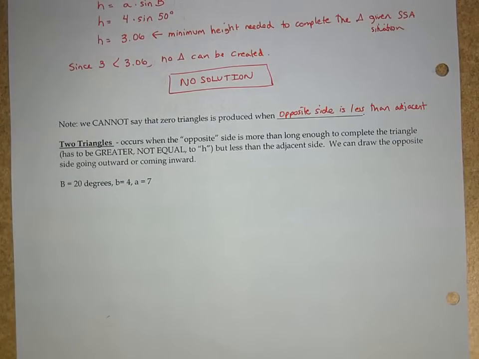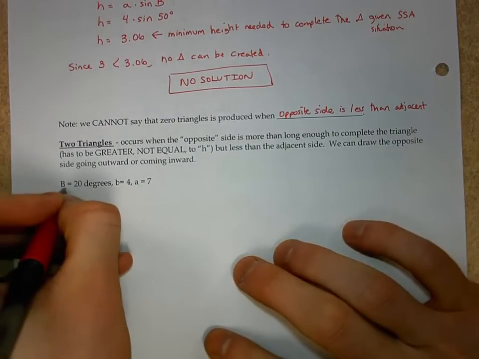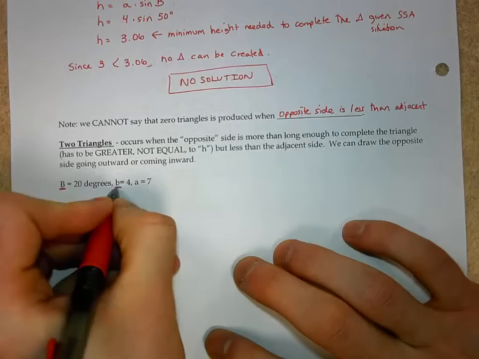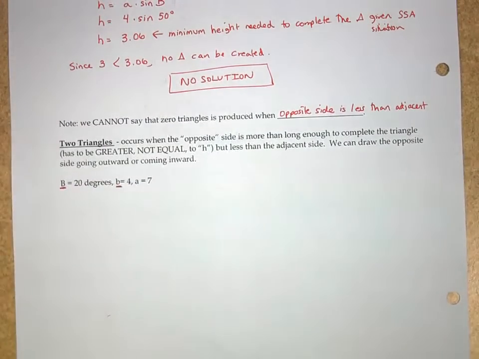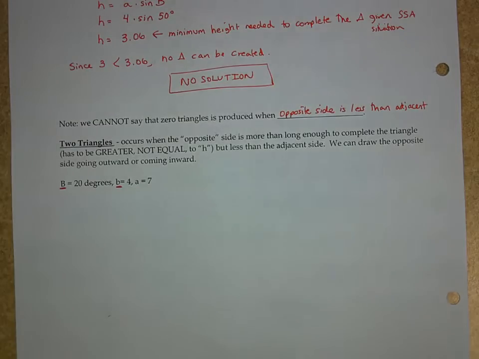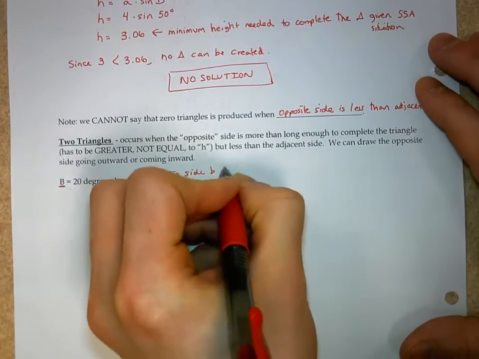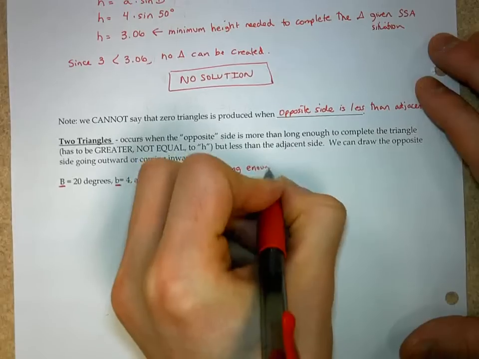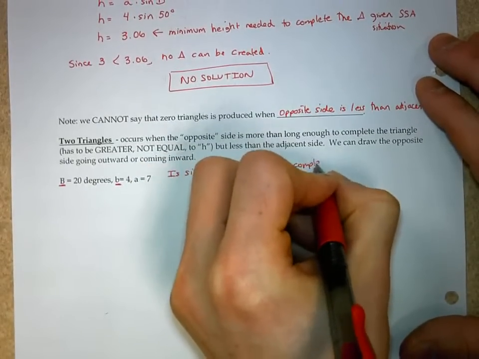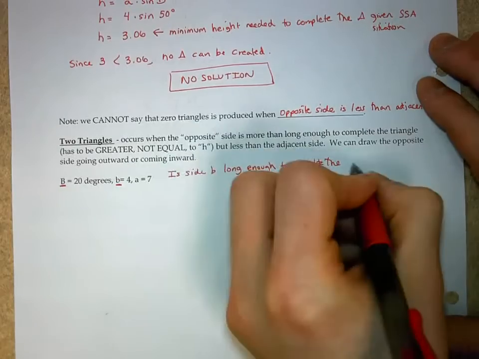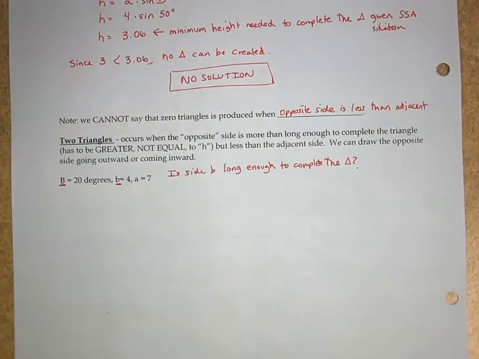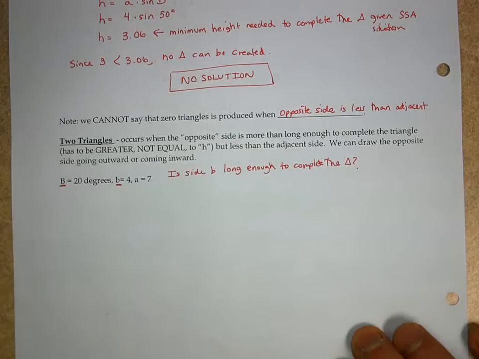So looking at my values I've got here, angle B is 20 degrees, side B is 4, and side A is 7. So what I'm looking at here is I've got angle B and I've got side B, and I'm going to be comparing that to h. So first thing I need to know is side B long enough to complete the triangle? And once again, I'm going to choose side B because it's directly opposite the angle measure I'm given.